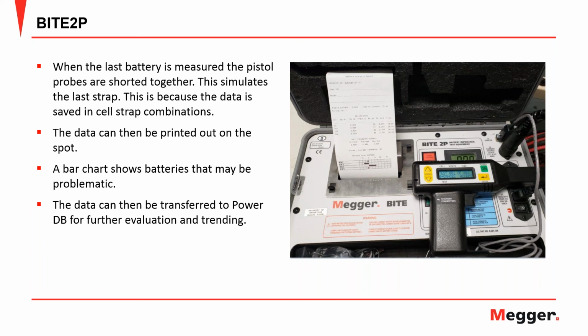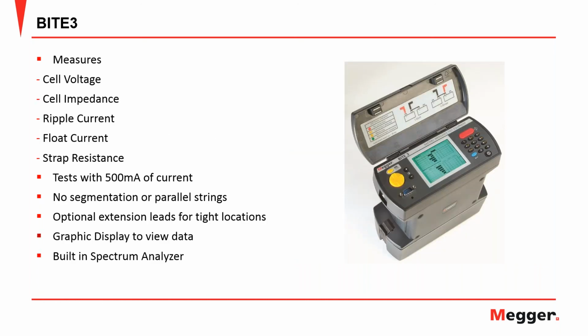The Byte 3 will measure cell voltage, cell impedance, ripple current, float current, and strap resistance. It tests with 500 milliamps of current. It's lower current.